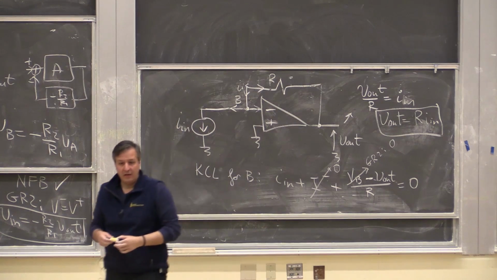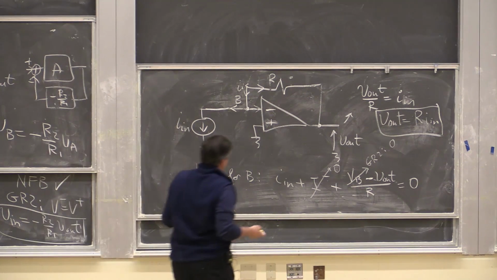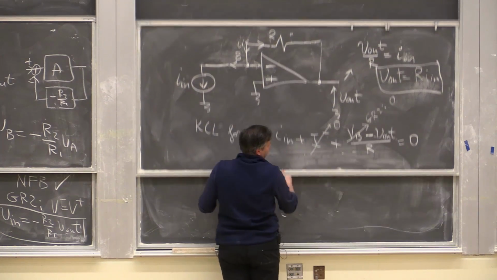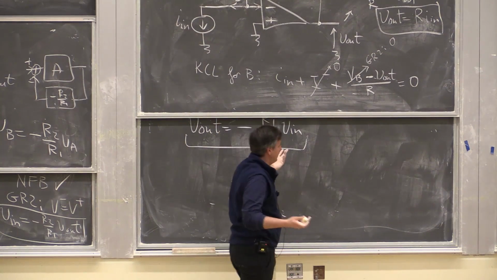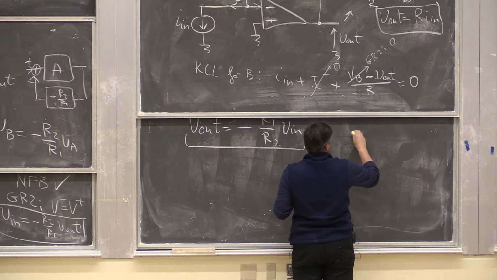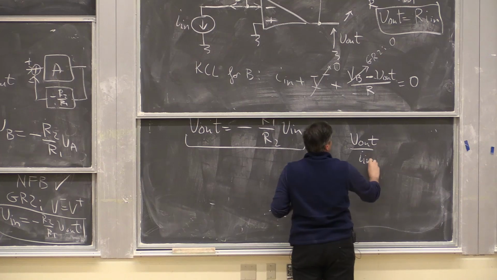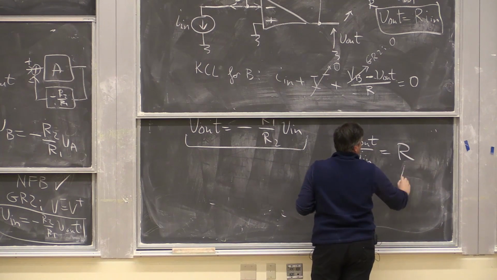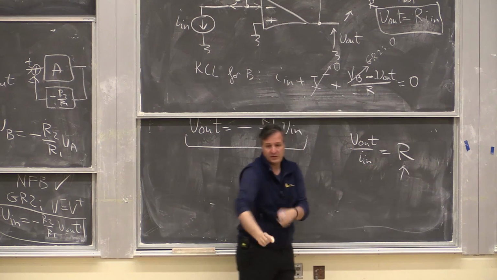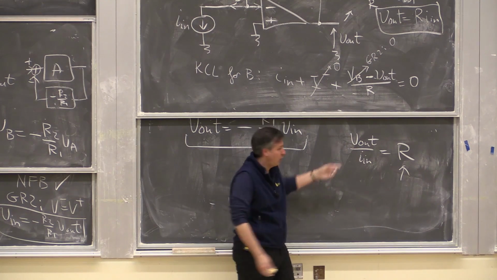So this is called a trans-resistance amplifier. Or if you hear the term trans-impedance, that's just a little bit more general term. So V out over I in is R, because the unit of this is ohms. We call it trans-resistance. It turns input current into output voltage.